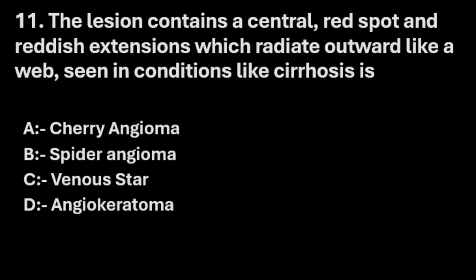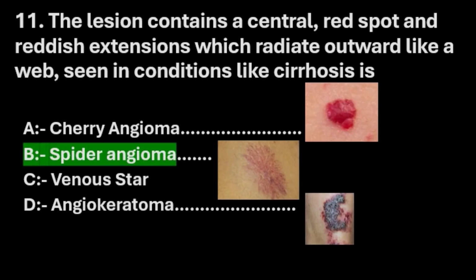Next question. The lesion contains a central red spot and reddish extensions which radiate outwards like a web, seen in conditions like cirrhosis, is option A, cherry angioma, option B, spider angioma, option C, venous star, and option D, angiokeratoma. The right answer here is option B, spider angioma. You can see the diagram here. The lesion contains central red spot and reddish extensions which radiate towards the outer area like a web seen in conditions like cirrhosis. You can see it is radiating outwards.